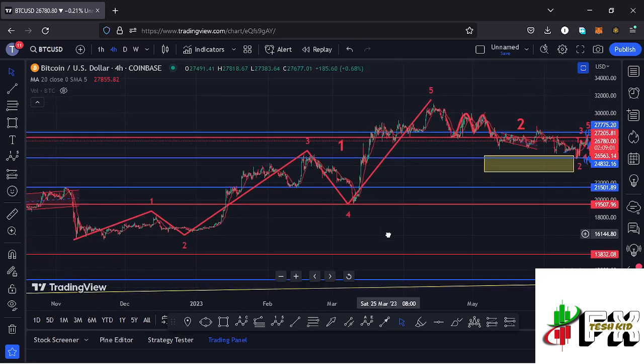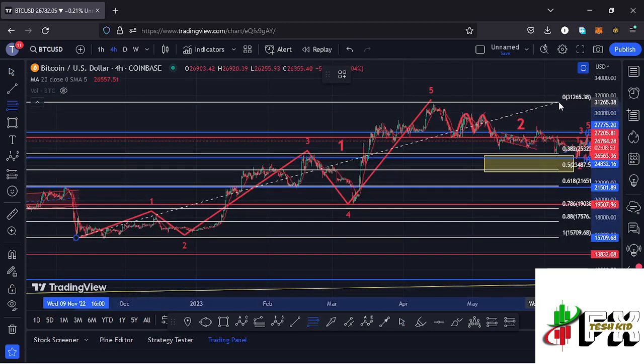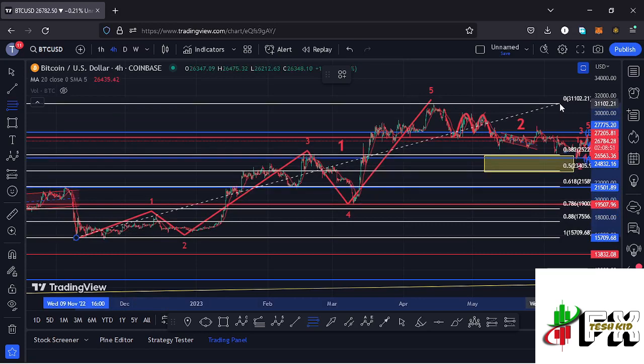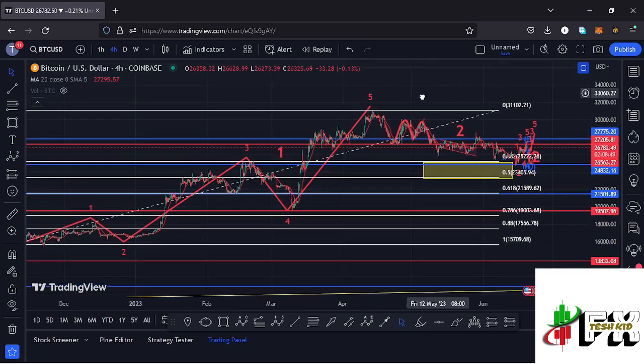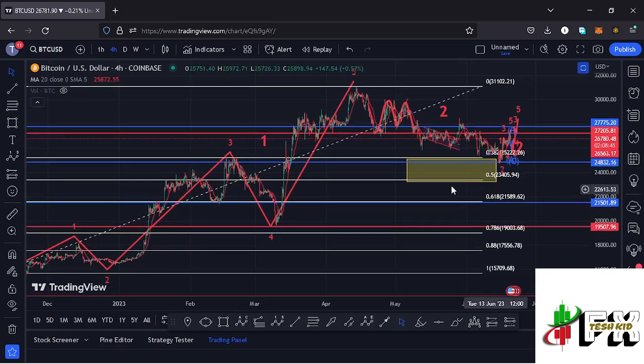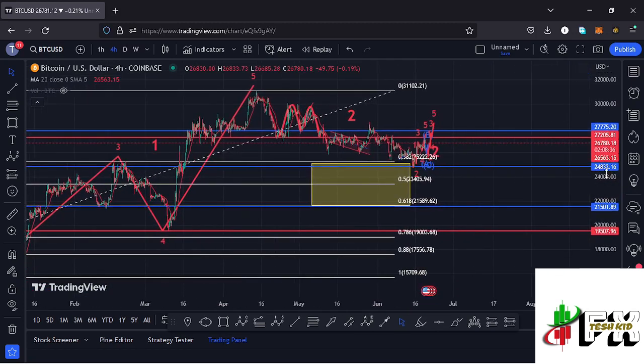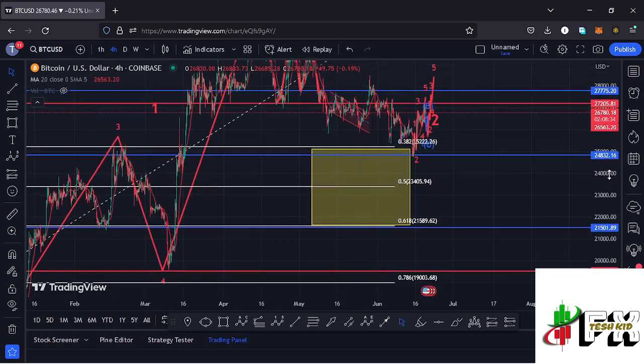Minimum target areas for that second wave, we can find them by connecting the Fibonacci's from the December lows to that high at around the $31,000 mark, giving me a minimum target area between the Fib level 0.382 and the Fib level 0.618. And you can see that at the time of this recording, we have managed to get into the area between the Fib level 0.382 and the Fib level 0.5.